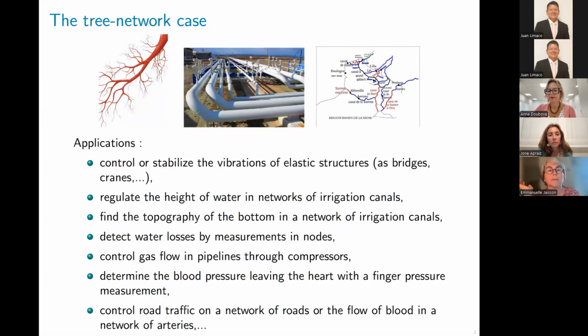We can think, for example, of the arterial network, or pipelines, or irrigation canals. And for all those networks, there are a lot of mathematical problems. For example, you may want to regulate the height of water, or detect problems in pipelines, or determine blood pressure with some non-invasive measurement, for example.